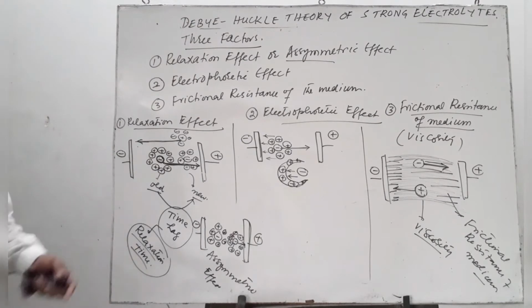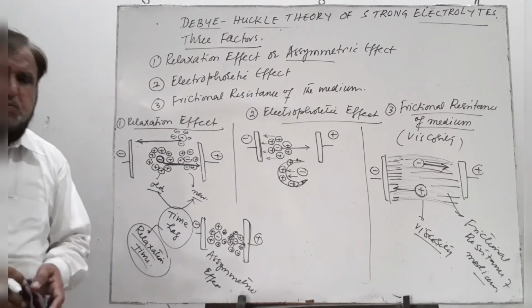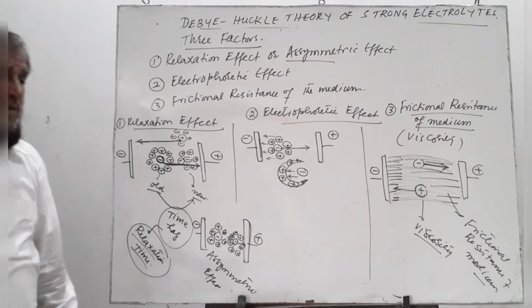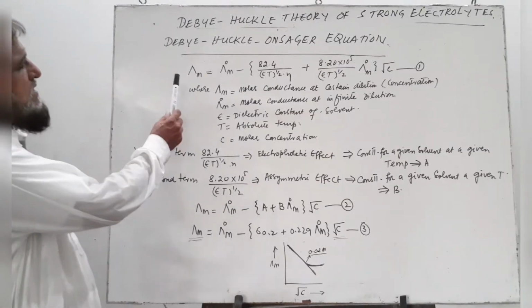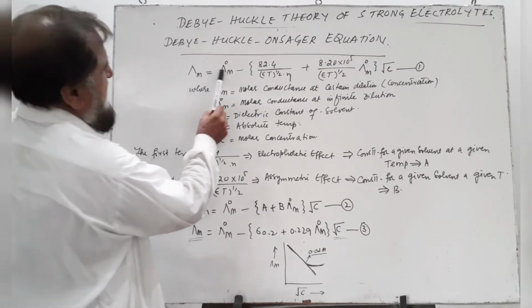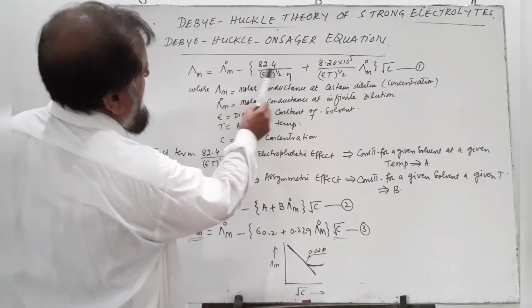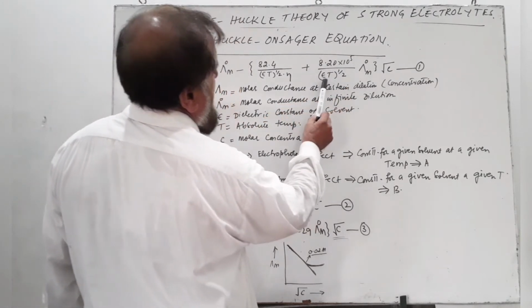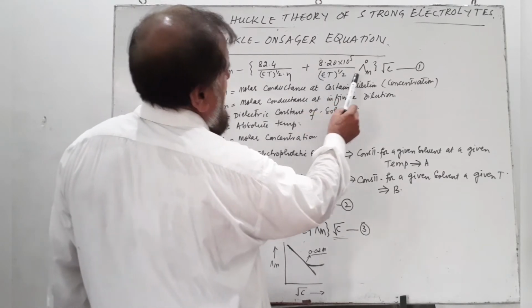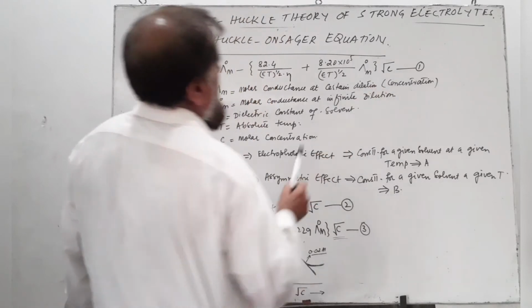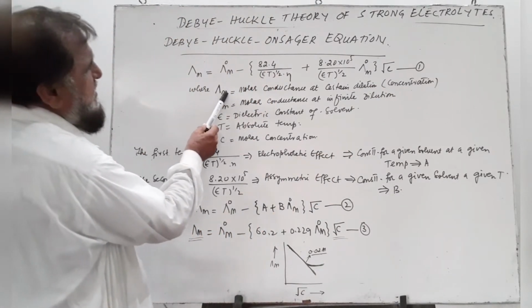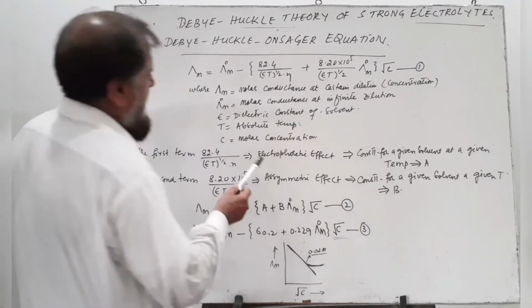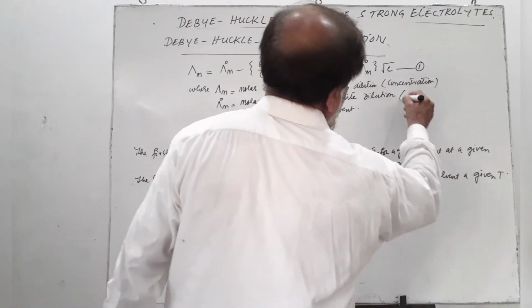Now, based on these factors, a mathematical equation was proposed by Debye, Huckel and Onsager, and this equation is known as the Debye-Huckel-Onsager equation. The Debye-Huckel-Onsager equation can be mathematically written as lambda m is equal to lambda naught m minus 82.4 divided by square root of epsilon T into eta, plus 8.20 times 10 to the power 5 divided by epsilon T whole to the power 3/2, times lambda naught m, into square root of C, where lambda m is molar conductance at a certain dilution or certain concentration, lambda naught m is molar conductance at infinite dilution or at zero concentration when C is equal to 0.